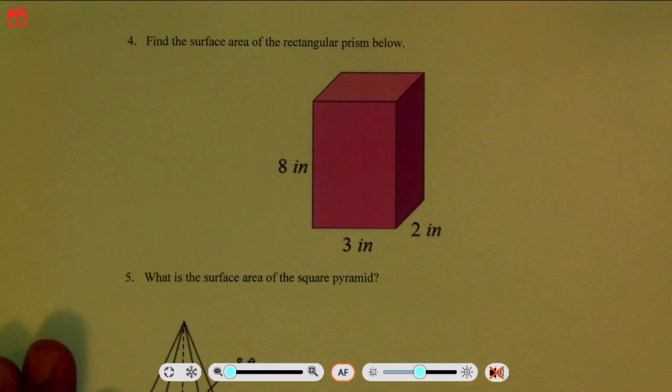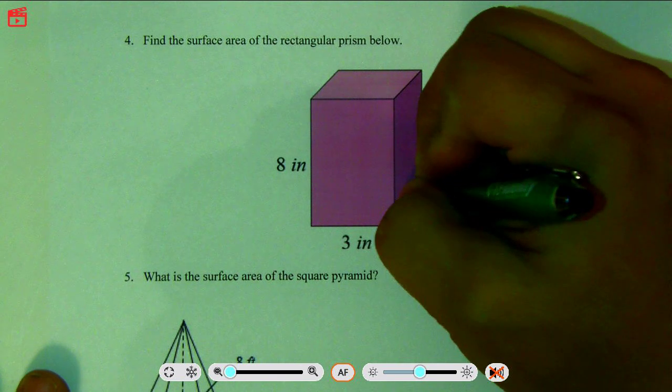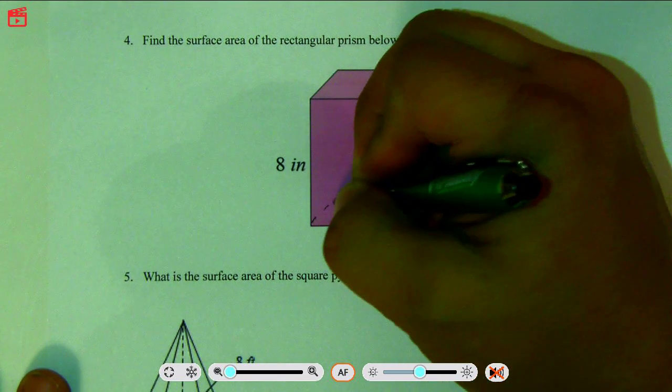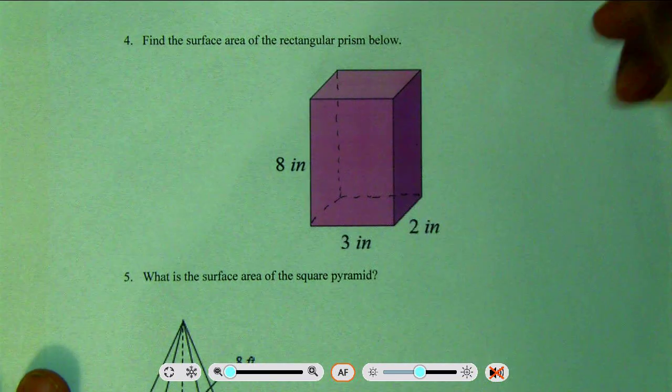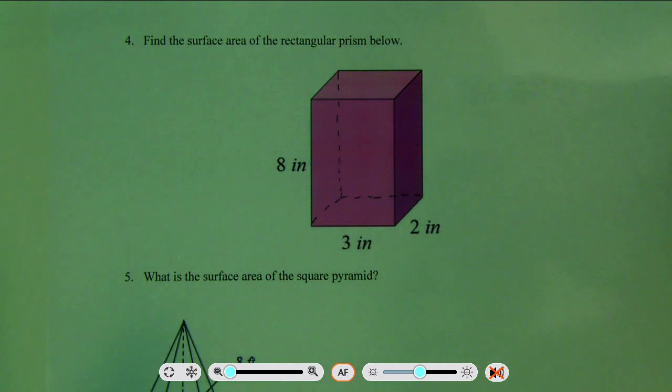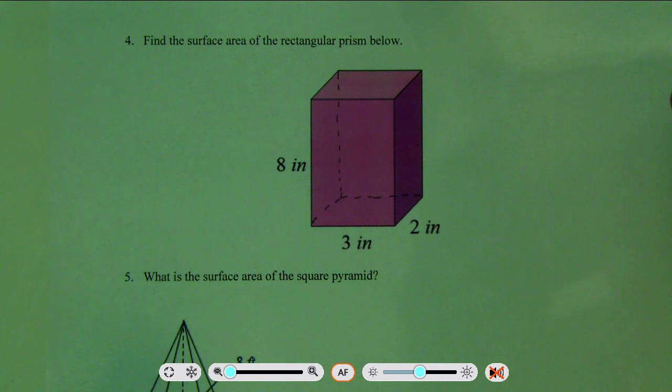To number 4, now we get to some actual number crunching, finding the surface area of the rectangular prism below. So this is otherwise known as a box. This is just like a standard Amazon shipping box. It's got rectangles all the way around. So if you've ever unfolded a box, and we can draw in what the rest of this box looks like. A box is made up of 6 sides or 6 faces. If we unfold the box, that's what the net's going to look like.